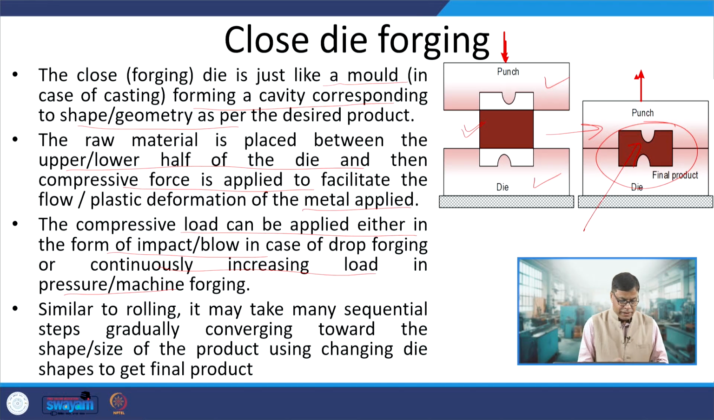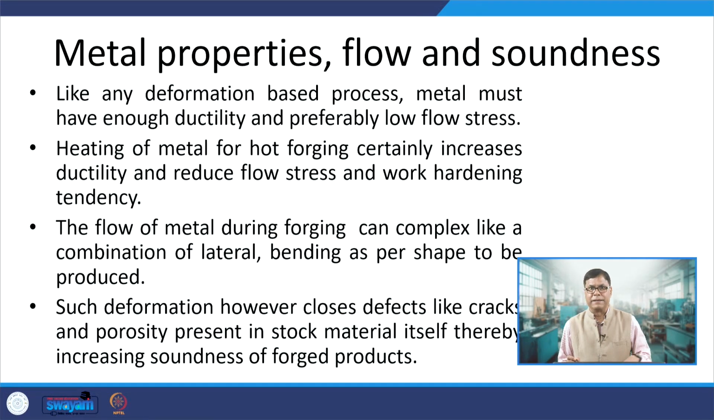Similar to rolling, which also requires a number of stages to attain the desired reduction in thickness, forging may also take many sequential steps, gradually converging towards the size and shape desired in the product. This is done using gradually changing die shapes to get the final product. The dies are designed in such a way that they help produce the product in gradually changing shapes towards the final desired shape.